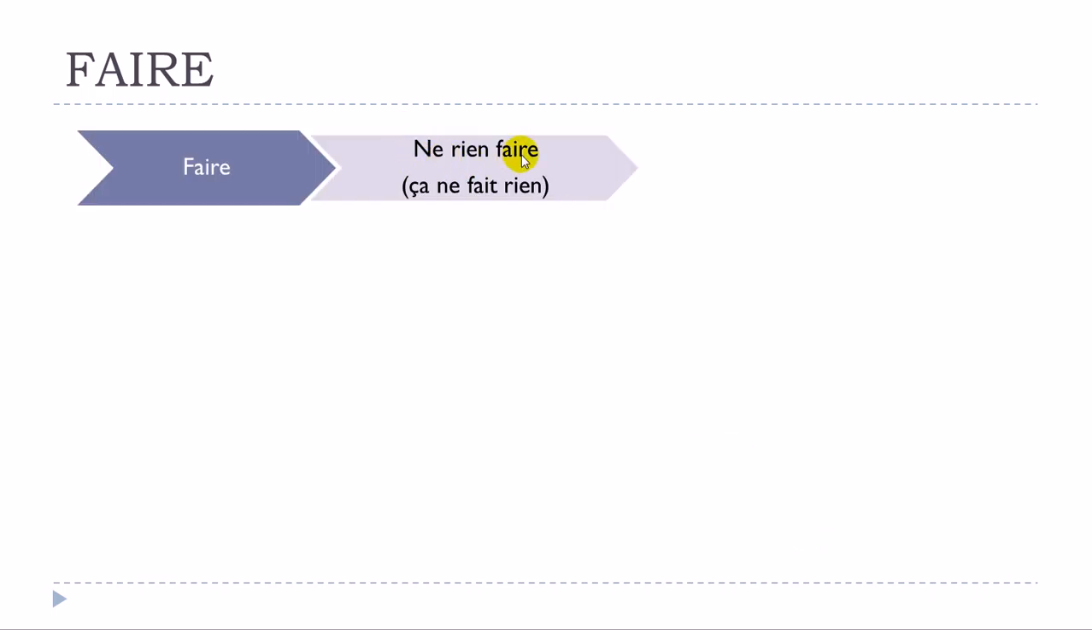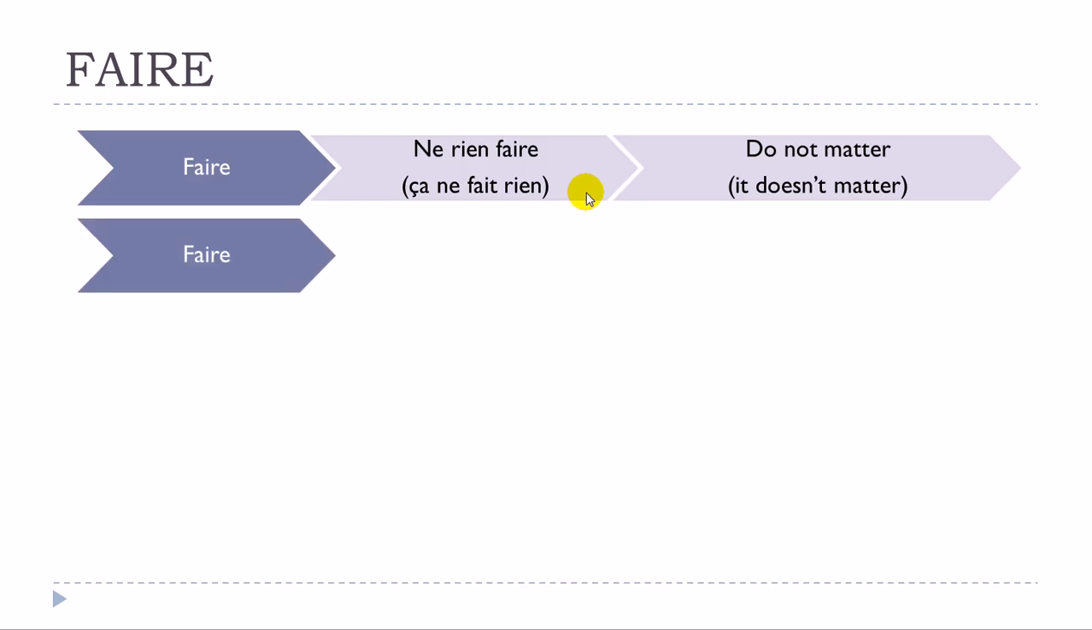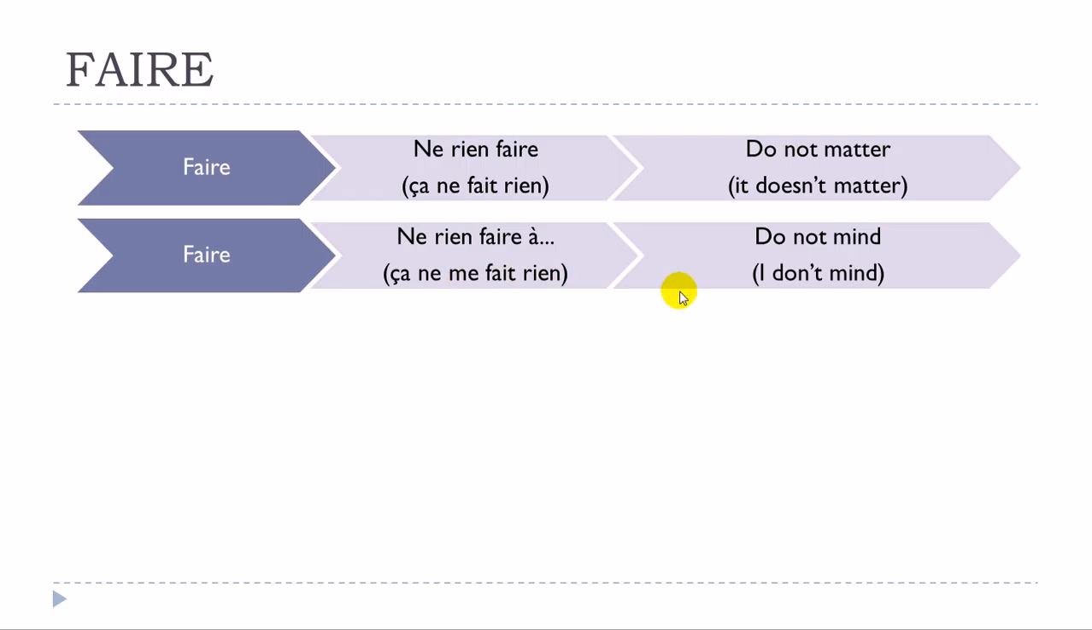Ne rien faire, and especially this sentence, it's quite common to use this: ça ne fait rien, okay? And the translation would be it doesn't matter, okay? So ça ne fait rien. Other little modification, ça ne me fait rien, okay? So ça ne me fait rien, in that case it's for me, and the translation would be I don't mind. Okay, so ça ne fait rien, it doesn't matter, but then ça ne me fait rien, I don't mind.